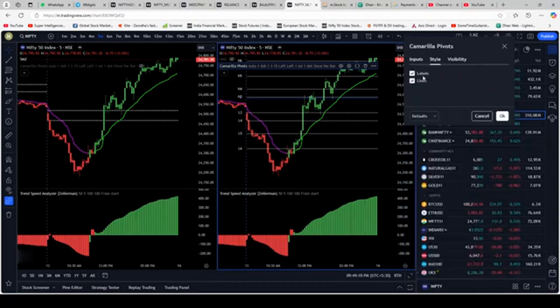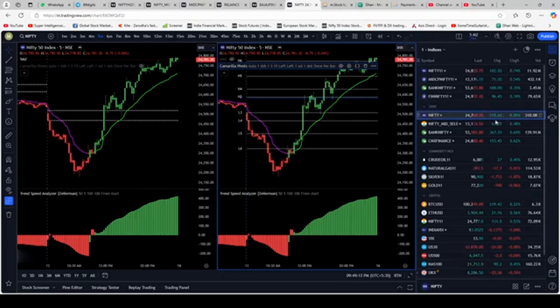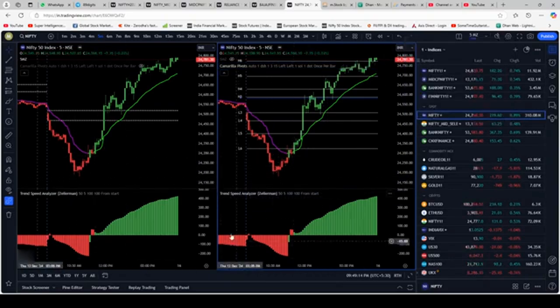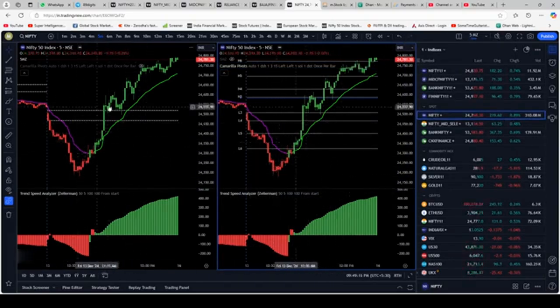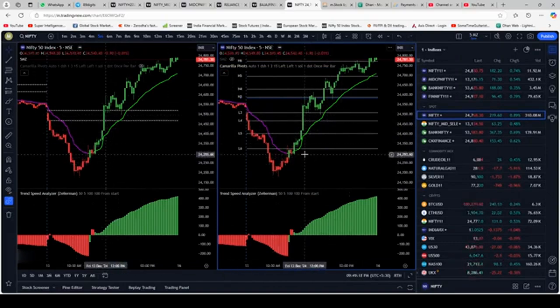In the style section, both the things are ticked. We click OK. That's it. Here also you see, this is for people who want a little more reference. This is not enough for them. They want to see a little more support and resistance kind of lines on the screen.